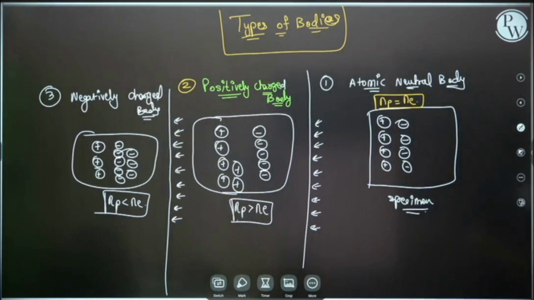The first one is an atomic neutral body, the second is a positively charged body, and the third is a negatively charged body. For an atomic neutral body, the number of protons is equal to the number of electrons. For a positively charged body, the number of protons is greater than the number of electrons. For a negatively charged body, the number of protons is less than the number of electrons.